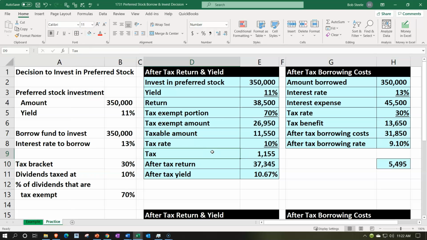So taxes can have a huge impact. Now you might ask, where is the break-even point? Meaning, what's going to be this borrowing rate? How high could it go before these two things are basically equivalent?